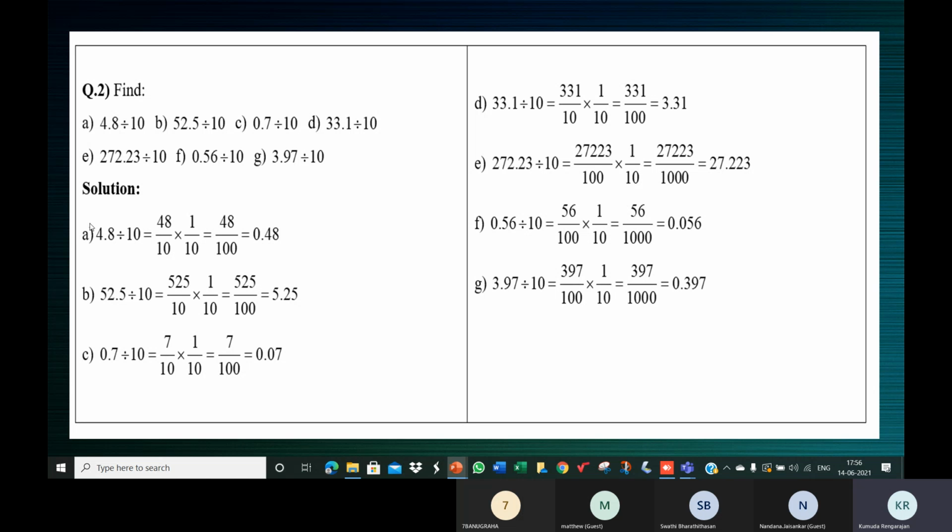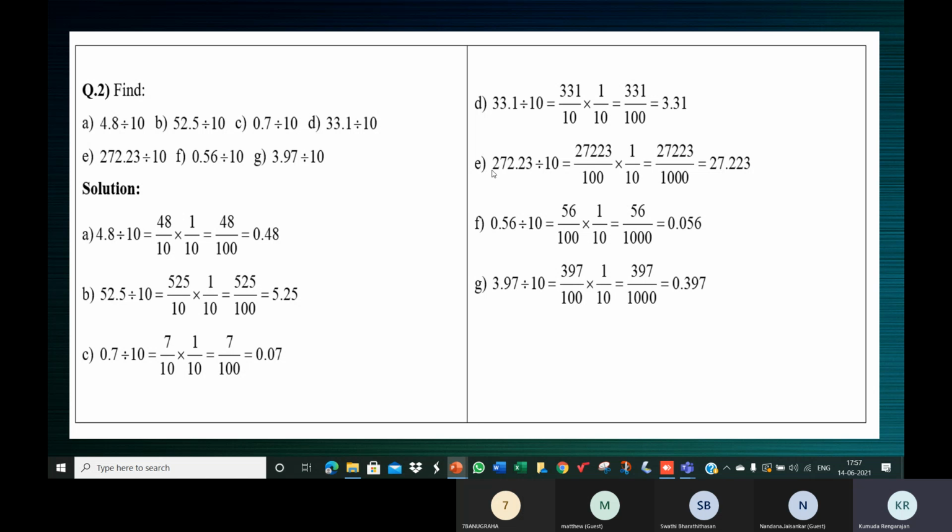So the procedure here is the decimal is converted to a fraction. 4.8 is 48 by 10. Division becomes multiplication. 10 by 1 is written as its reciprocal, 1 by 10. Multiply the numerators, 48. Multiply the denominators, 100. The denominator is 100, so very happy. Straight away you can write the decimal 0.48. 100 has 2 zeros. So after the decimal point, there should be 2 digits. Or in other words, the decimal should have 2 decimal places. We already have 2 digits, 48. So 0.48.